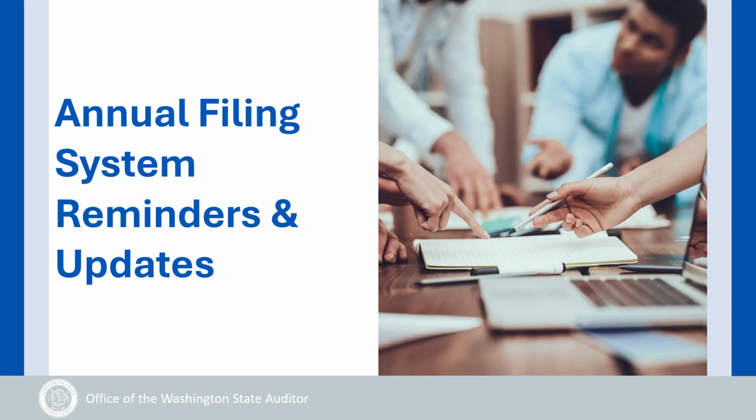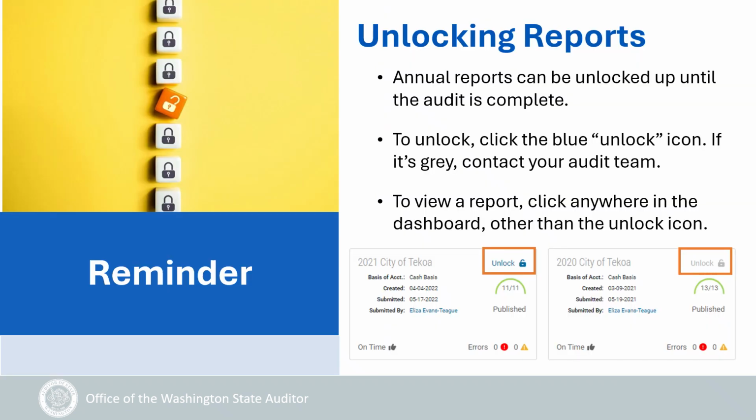Moving on to annual filing system reminders and updates. Did you know that you can unlock your annual filing up to the point in which an audit report for that fiscal year has been issued? This includes any audit type: financial, fraud, attestation, etc. When logged into the system, if you see that the unlock is blue, you have the power to unlock your report. If the unlock is gray, you will need to reach out to your audit team to discuss why you are unlocking and get the okay from them for the filing team to unlock the report for you.